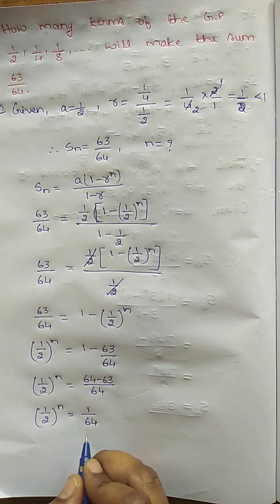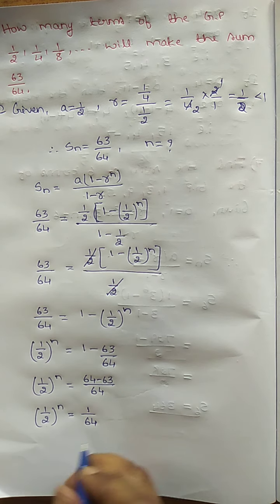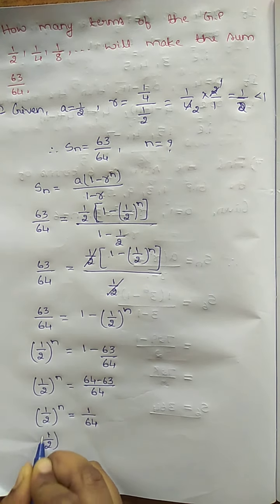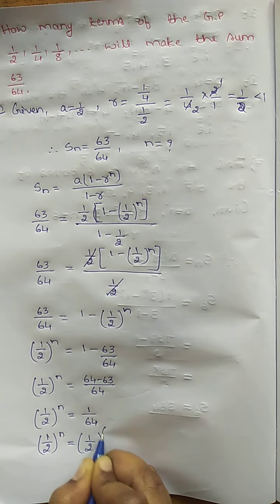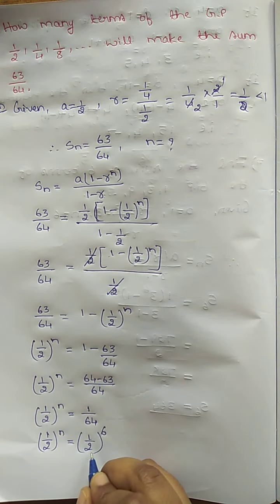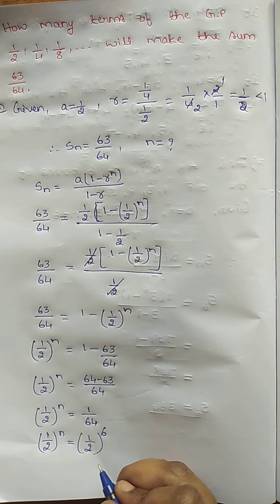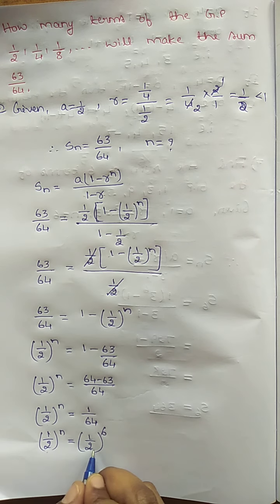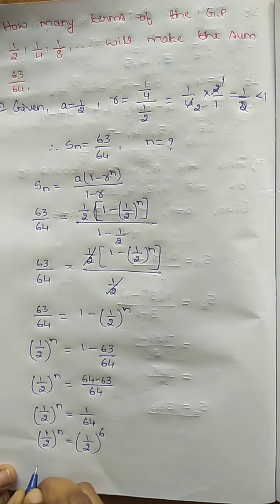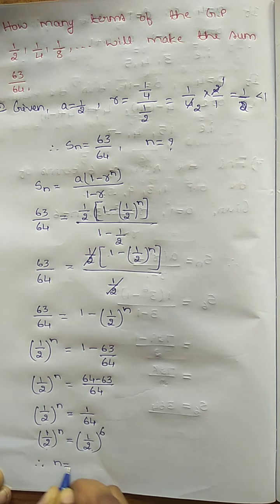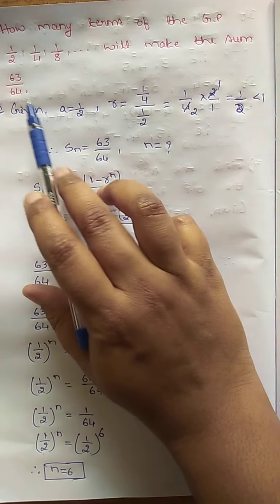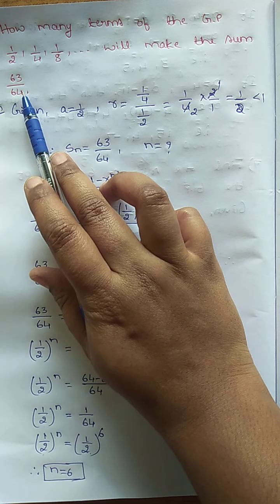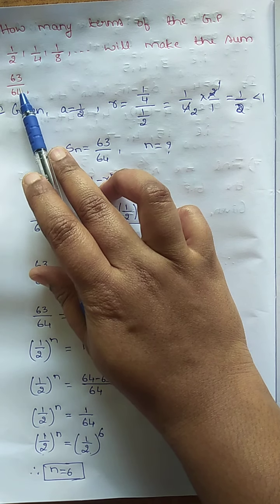64 means that is 2 power 6, right? Therefore, 1 by 2 whole power n can be written as 1 by 2 whole power 6. 1 power 6 is 1, 2 power 6 is 64. See here, bases are same. Therefore, powers are equal. Therefore, n equal to 6. Therefore, 6 terms are required to find the sum of 63 by 64.